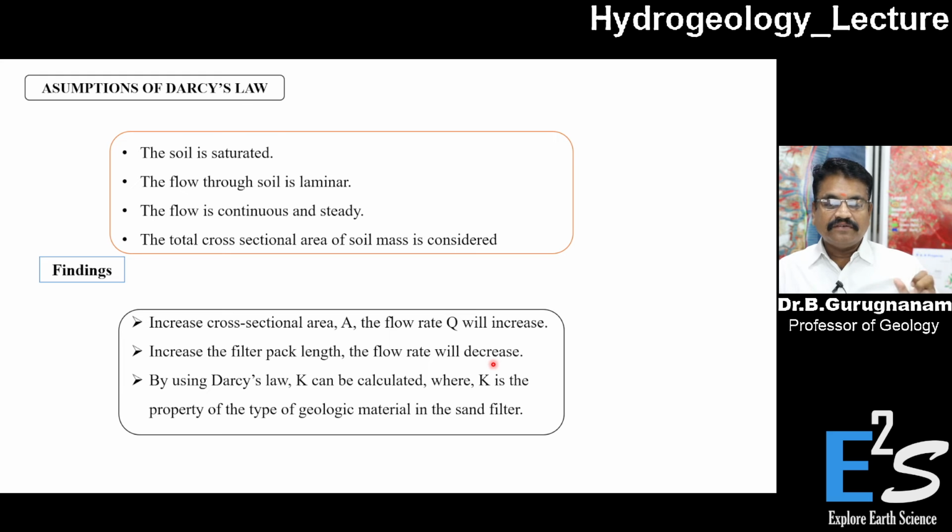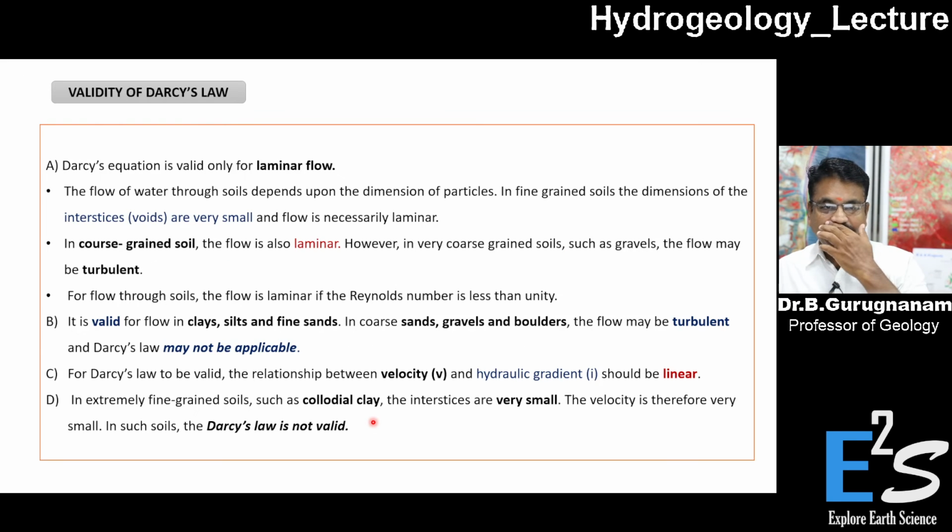Suppose you pack completely with sand; if the packing is tight, automatically permeability will be reduced. By using Darcy's law, K can be calculated, where K is a property of the type of soil or geological material in the filter. You can use any of the materials and validate Darcy's law. The Darcy equation is validated only for laminar flow, so this can be evaluated using laminar flow.